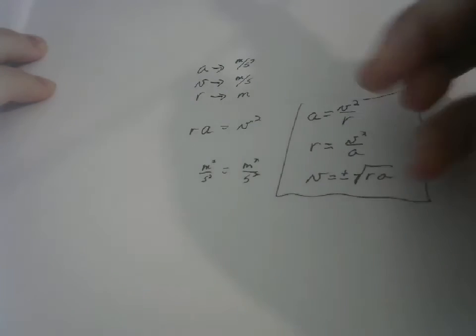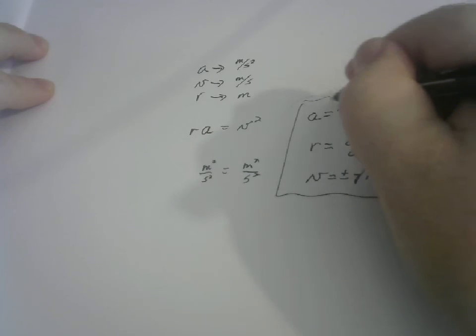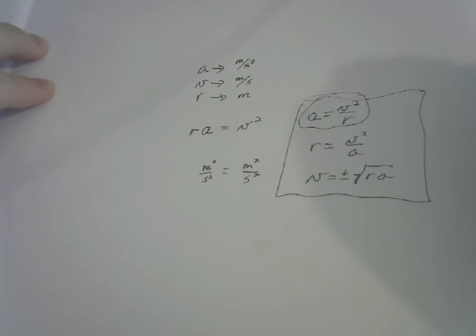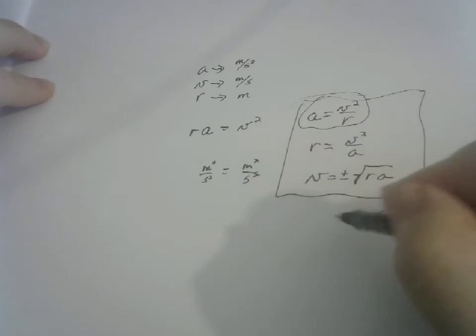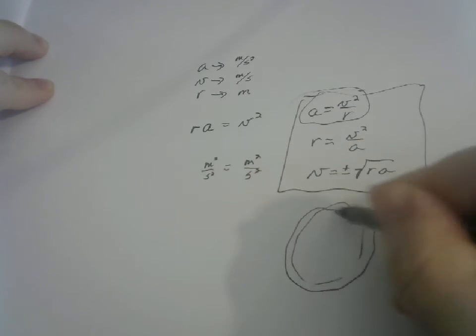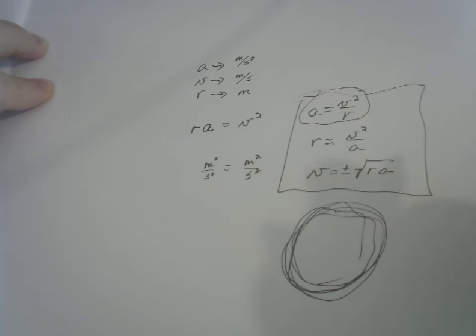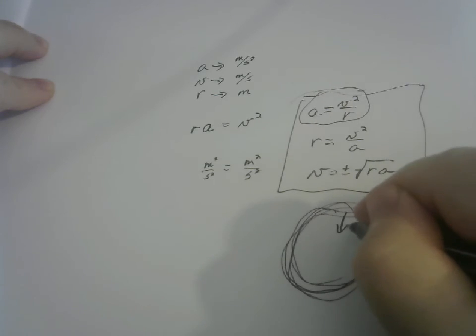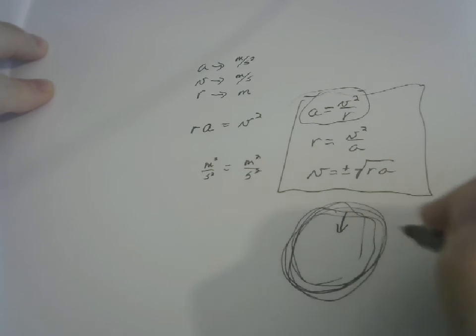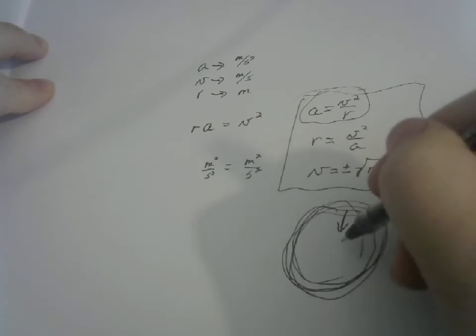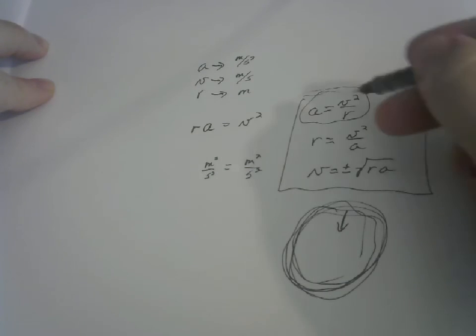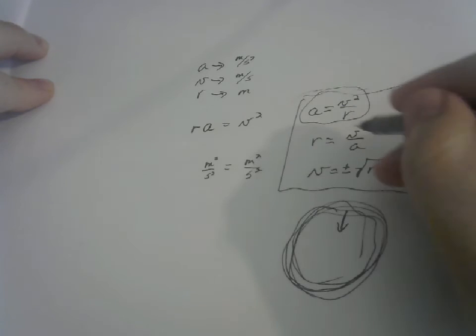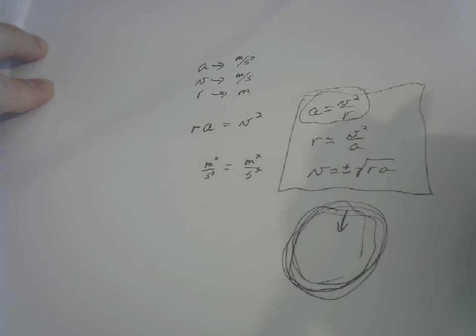Now this actually does turn out to be the equation for centripetal acceleration. If you have an object going around in a circle, you can actually find that its acceleration is towards the center of that circle, and its acceleration in that direction is equal to its tangential velocity squared divided by the radius of the circle.